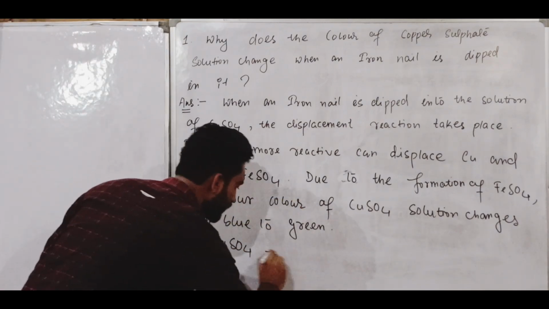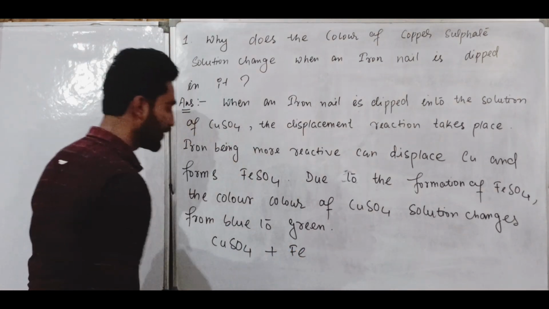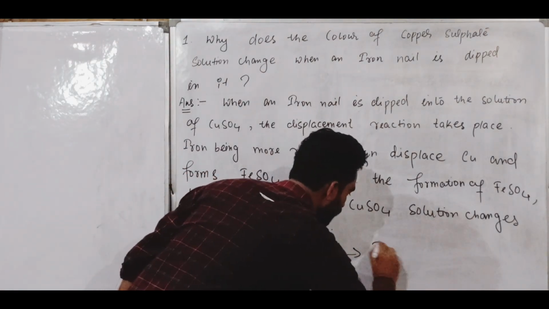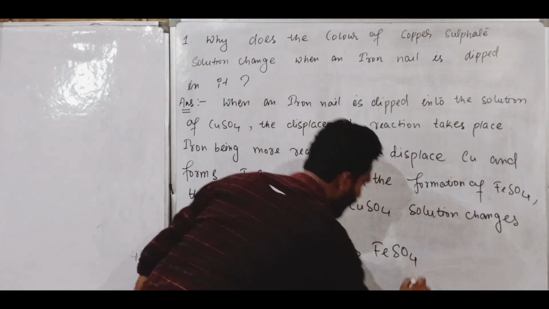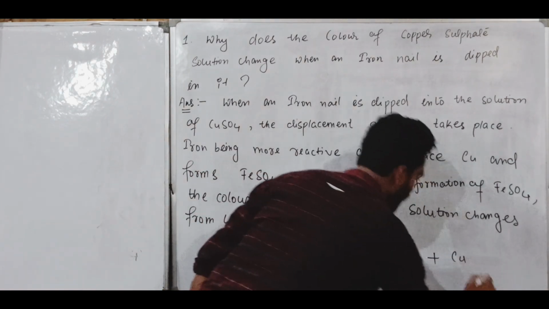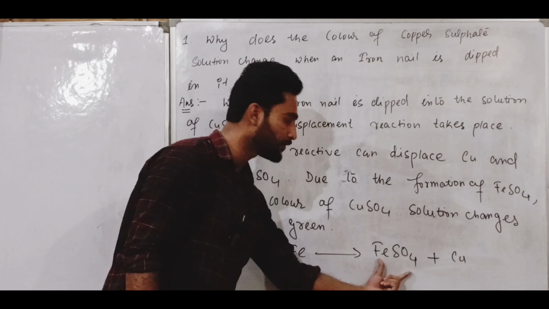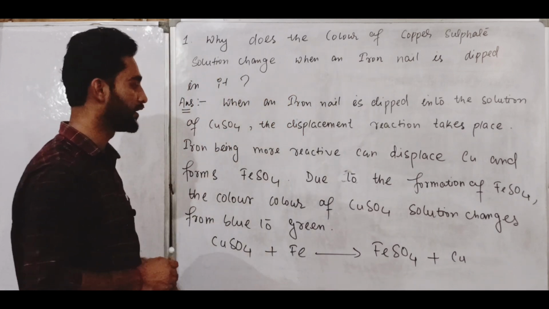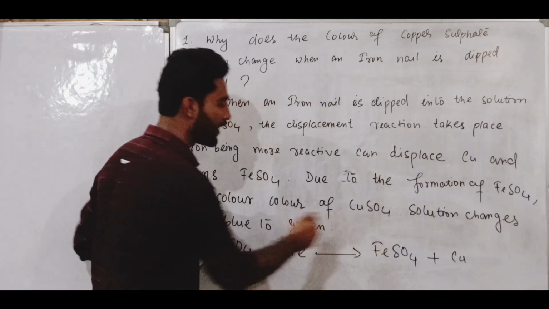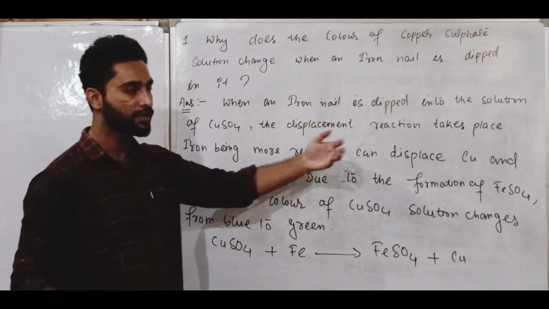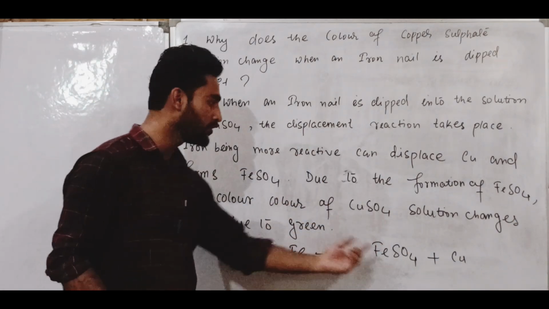copper sulfate reacts with iron, they will form iron sulfate plus copper. Copper sulfate is blue in color and the iron sulfate or the ferrous sulfate is green in color. So due to the formation of the ferrous sulfate or the iron sulfate, the color changes from blue to green.